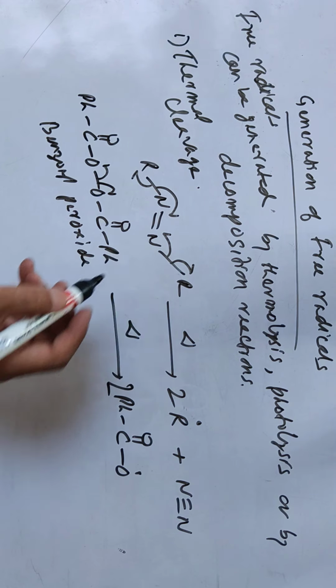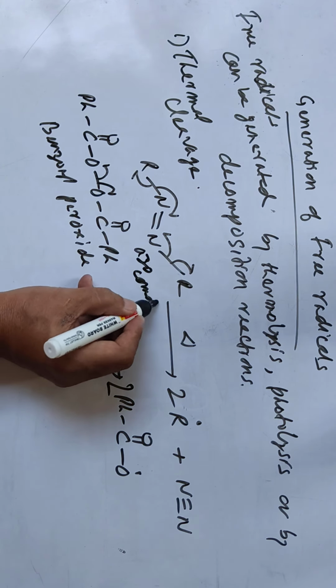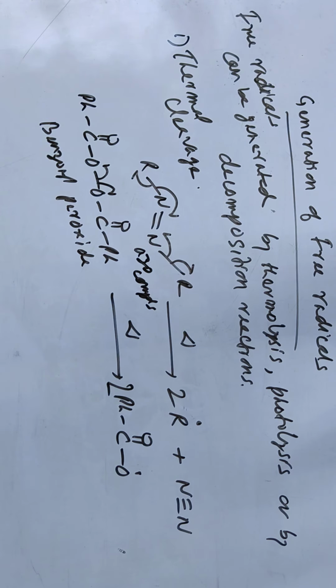Another one, azo compounds. Azo compounds can undergo thermal decomposition also. So this is the first one: free radicals can be generated by thermolysis, that means thermal cleavage at high temperature. Some examples are azo compounds as well as benzoyl peroxide.